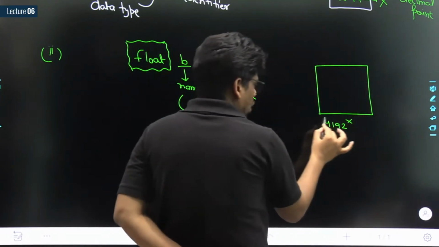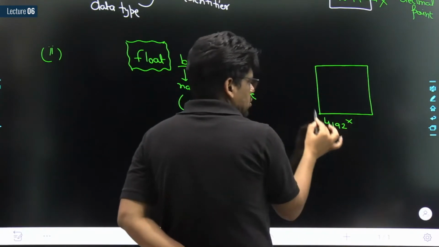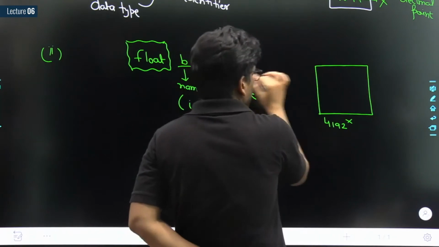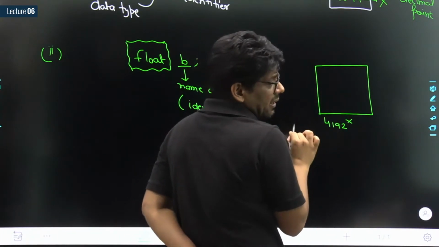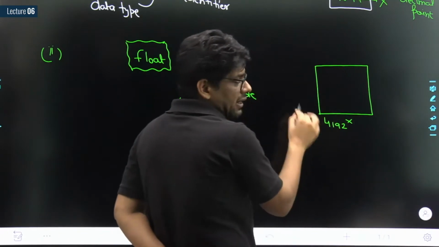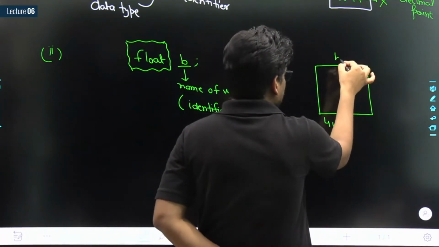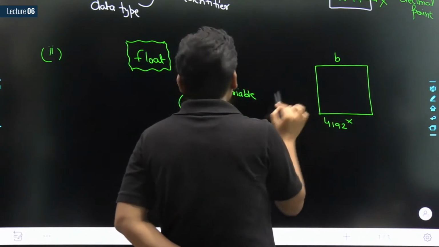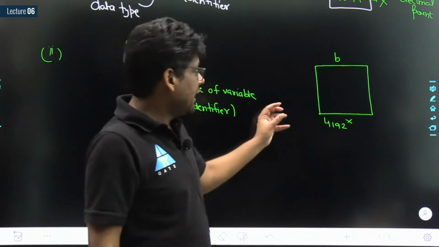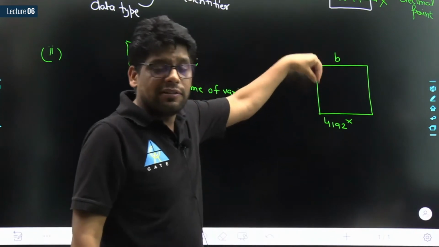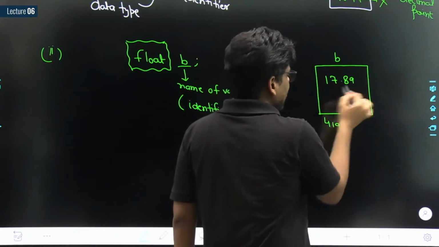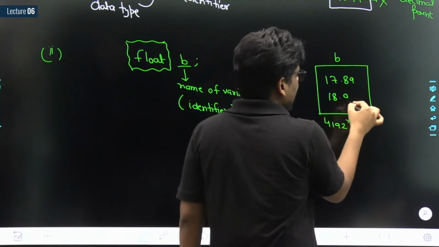This box or this location has a name. That is why a variable name is also called a named identity. It is representing a named identity of a location. That means the identity of this box is b. And the second thing, what are the values that can go inside this box? Sir, float values like 17.89, like 18.93. Okay.